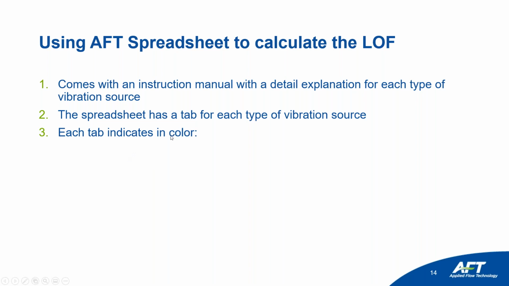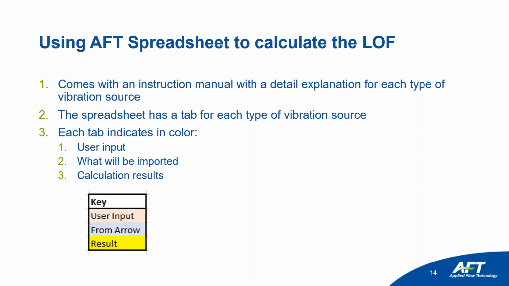Each tab indicates in color the user input, what will be imported, and the calculation results. In pink, you will see in the tab what you have to input. In blue, you will see what will be imported from the program. And in yellow, you will see the results of the calculation, which in this case will be the LOF.